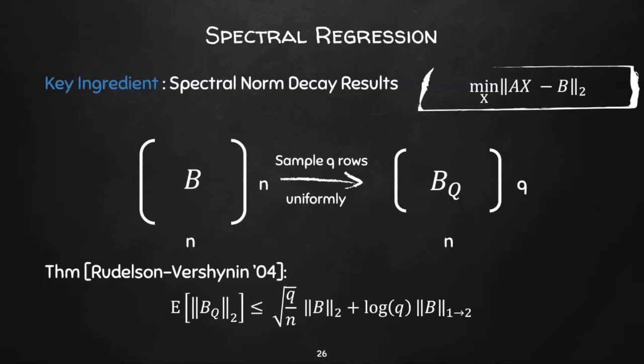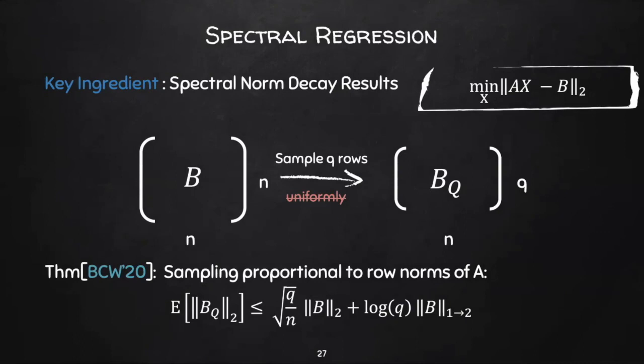In a seminal work by Rudelson and Vershynin in 2004, what they show is that the expected spectral norm of the sample matrix B sub q is at most square root of q over n times the spectral norm of the original matrix, where q is the number of rows that we sampled, and n is the input dimension, plus a logarithmic dependence on q times the largest row norm of the matrix B. This result shows how to bound the expected operator norm of the sample matrix in terms of the spectral norm of the original matrix.